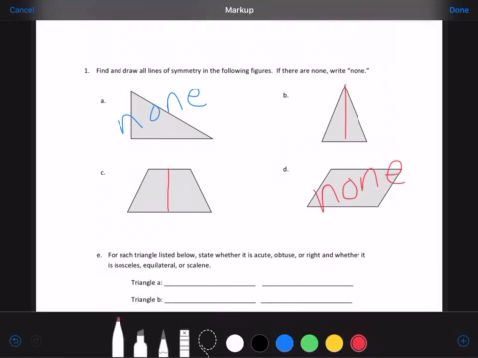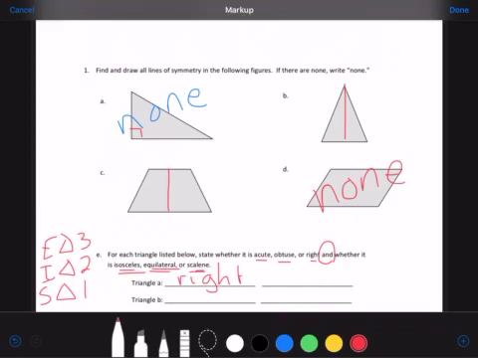E says for each triangle listed below, state whether it is, and then we have to write acute, obtuse, right, and we have to write whether it is isosceles, equilateral, or scalene. So triangle A, this one, is a right triangle because it has a right angle in it. So I'm going to write right. Then to choose between isosceles, equilateral, or scalene. So equilateral triangles have 3 equal sides. Isosceles triangles have 2 equal sides. And scalene triangles have only 1 equal side. Give or take. So a couple of specific rules, but that'll get you the idea.